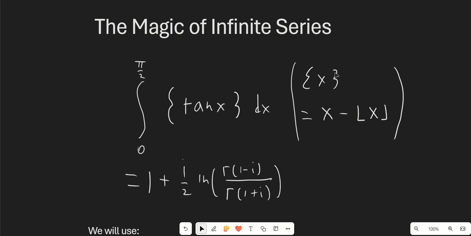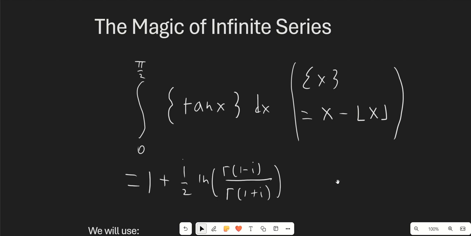First, note that the fractional part of x here, with these curly brackets, means x minus floor of x. So for example, for pi, it would be 0.14159, just everything after the decimal point. And the answer to our integral is (1 plus i) over 2 times natural log of gamma(1 minus i) over gamma(1 plus i), which I know seems weird, but I can guarantee you that this is a real number.